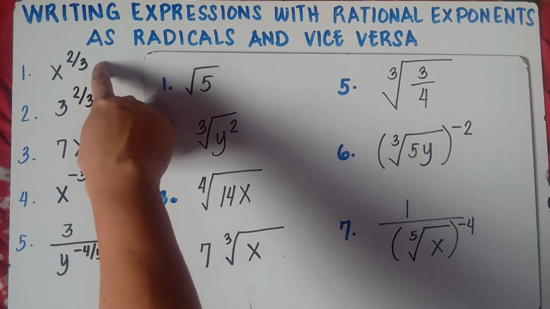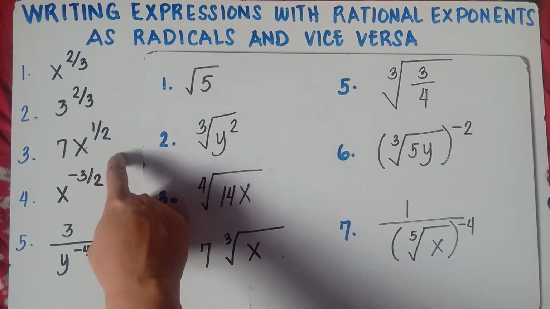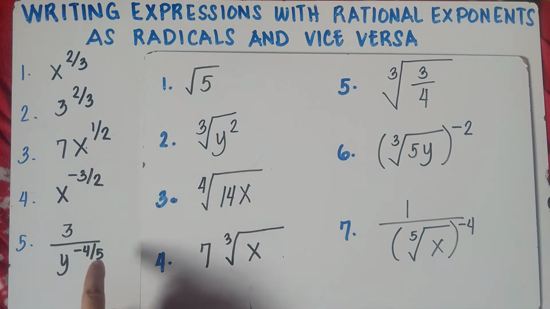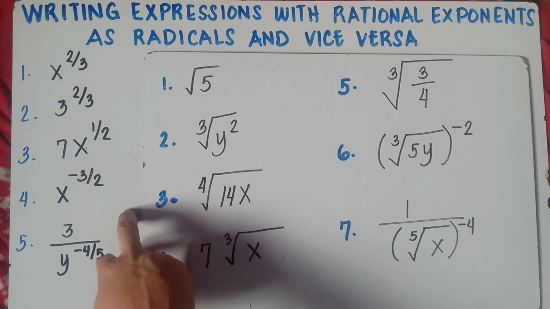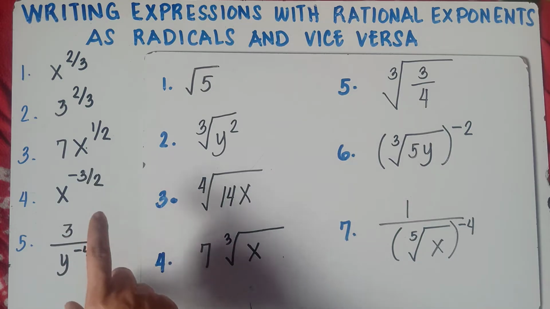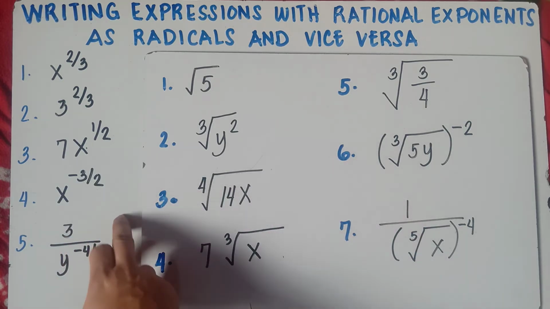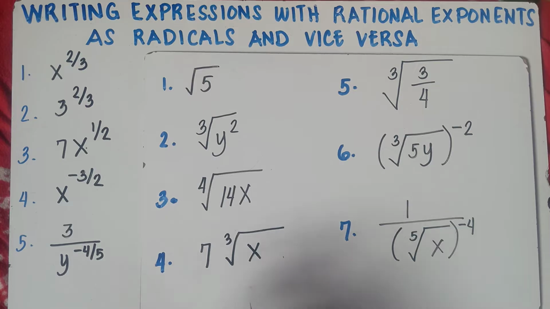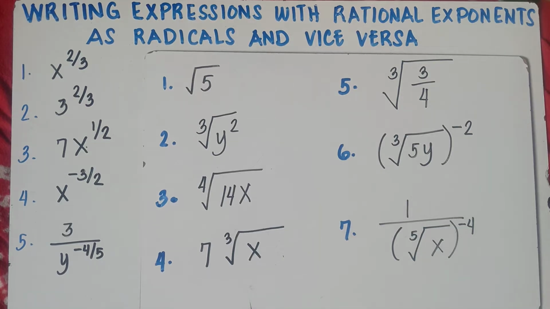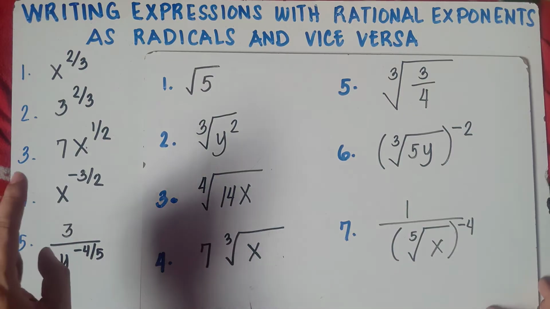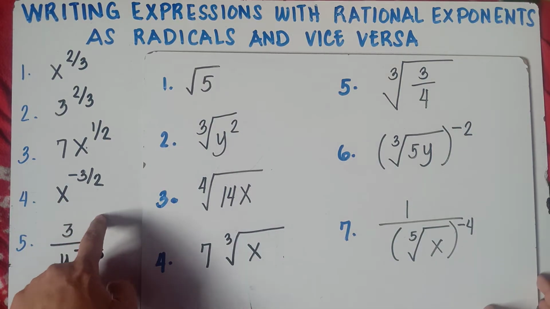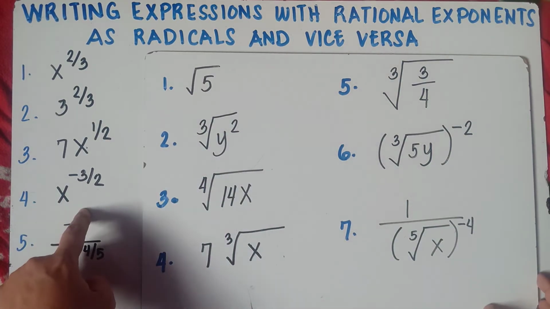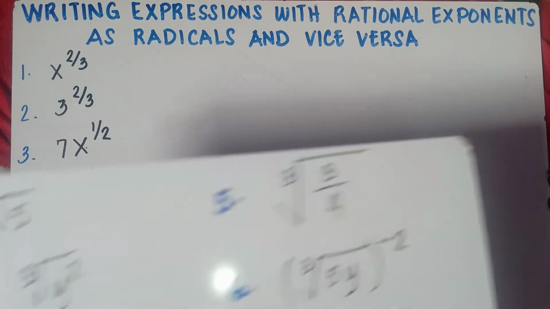For example, we have 2/3, 1/2, -3/2, -4/5. This is actually requested from our subscribers. What if the exponent is negative? How do we convert this into radical form? Do not be worried, class, we will explain this step by step. So let's start. Once again, we call this rational exponents if the exponents are fractions, and we convert this into radical form.